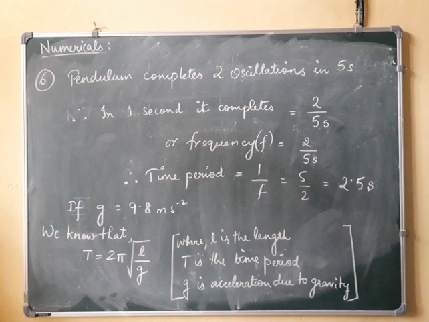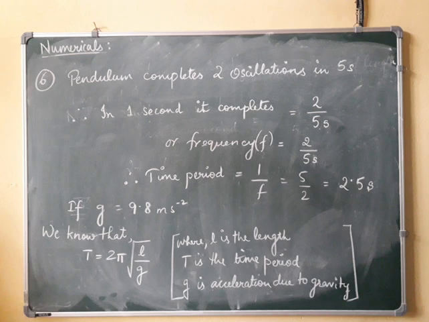Okay. So, as the pendulum completes 2 oscillations in 5 seconds, in 1 second, how many oscillations will it complete? It will complete 2 by 5. If it is able to complete 2 oscillations in 5 seconds, then in 1 second, how many will it complete? 2 by 5. So this is in 1 second. Whenever we say the number of oscillations in 1 second, what is the name? The term is frequency. So the frequency is 2 by 5.